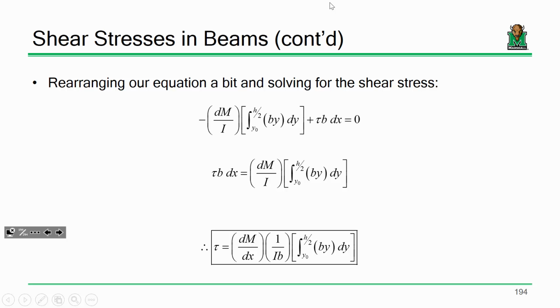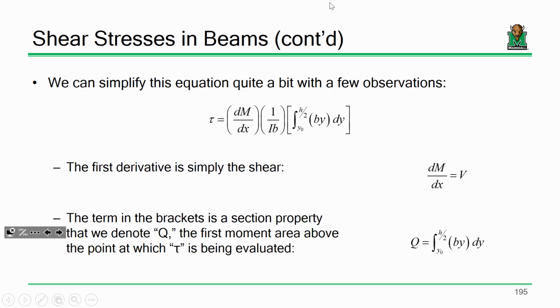So let's look at this for a little bit. I got this integral. I got 1 over IB, and then I got this, dM over dx. Let's start off with this. What is dM over dx? That's the shear, right? So dM over dx, that's V. That's the shear. Okay? Sound good? This term in here, this is a section property. It is a property of that beam. Okay? Sound good?